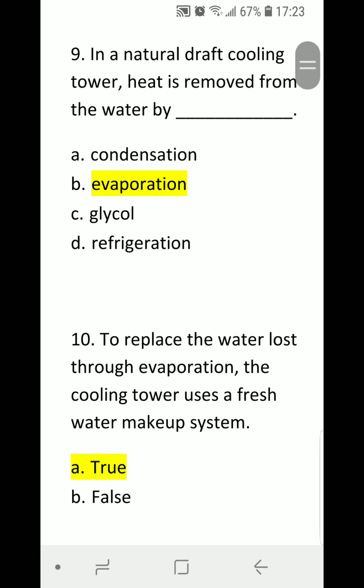Number 9. In a natural draft cooling tower, heat is removed from the water by blank. A. Condensation. B. Evaporation. C. Glycol. Or D. Refrigeration. Correct answer is B, evaporation.